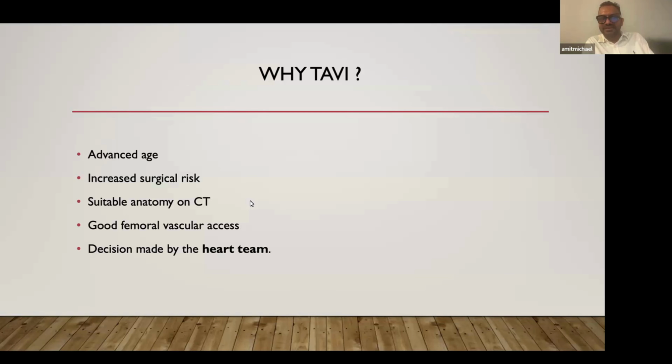And so in this case, why not a surgical intervention? One, because of the age. He's an increased surgical risk. He's a chronic dialysis patient. His anatomy on the CT was suitable for a transcatheter valve intervention. He had good femoral vascular access, so the decision was to proceed with TAVI.